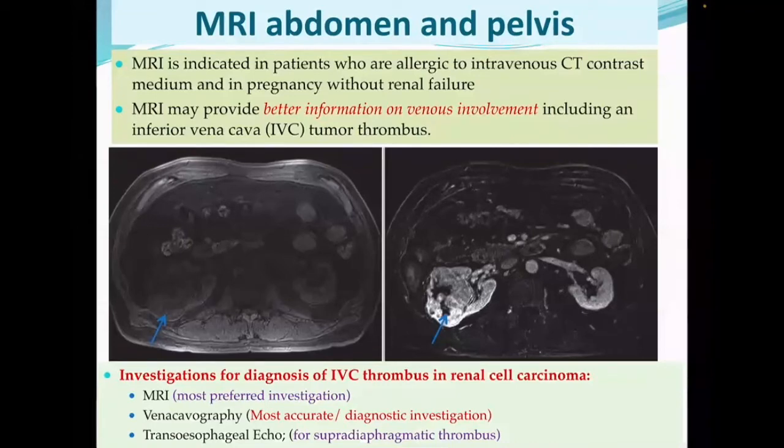So clinically we always do MRI rather than doing the IVC venacavography. But sometimes you get a question like, which is the most accurate? Most accurate is IVC venacavography, but the most preferred one we do nowadays is MRI to see the involvement of the vein. We can also do transesophageal echo, that is echocardiogram through the esophagus from the mouth. Okay, we can do that.